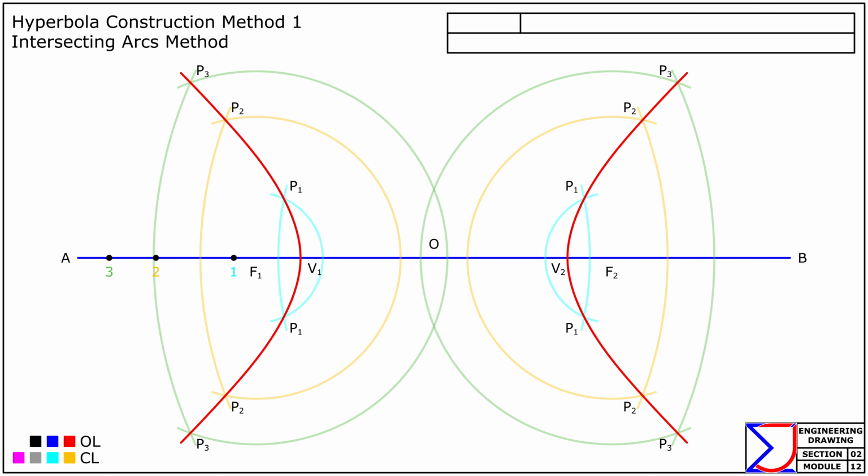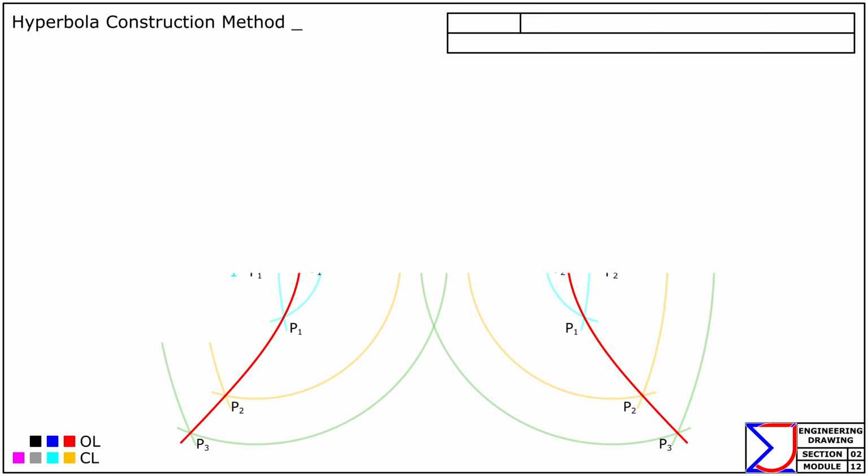This method is a clear and reliable technique for constructing a hyperbola when the foci and vertices are known. It provides accurate results using simple tools, making it ideal for both learning and practical applications. Hyperbola construction method 2.